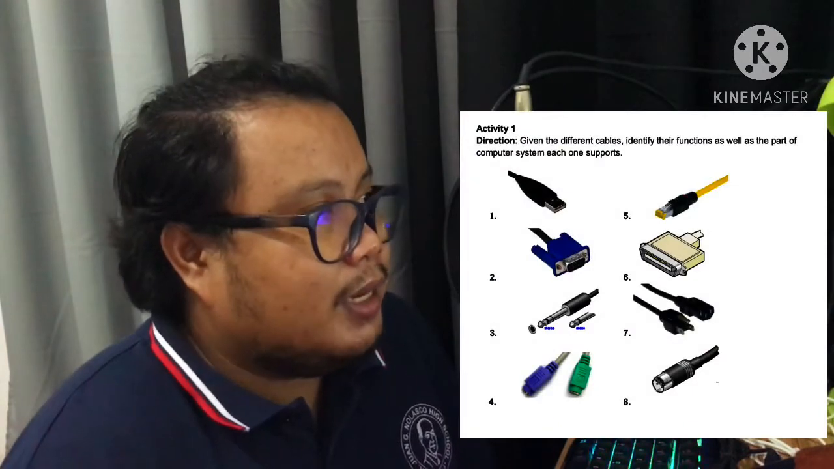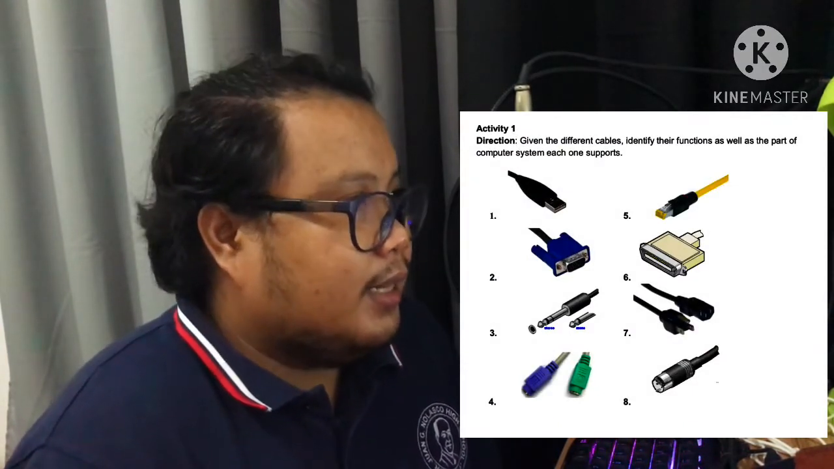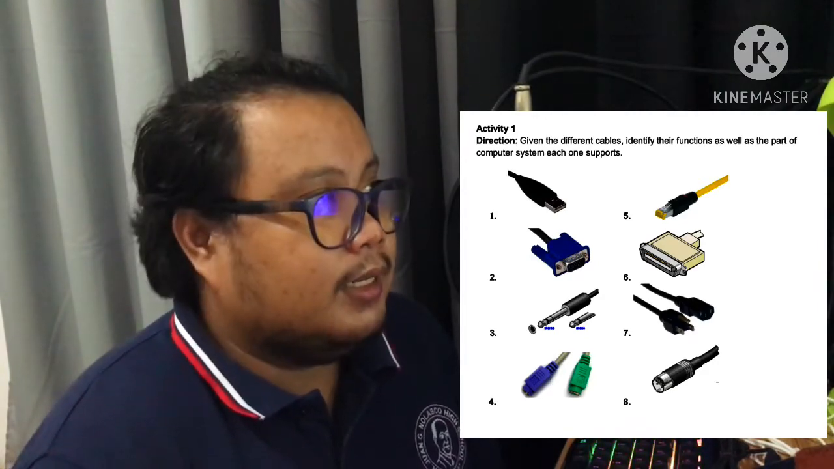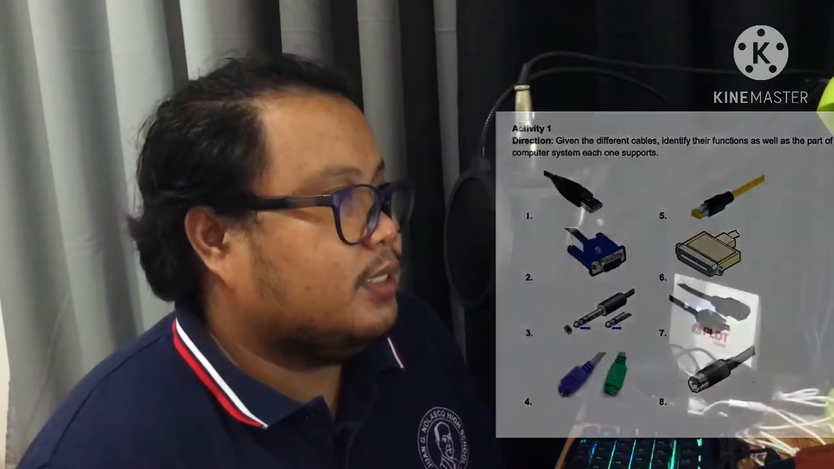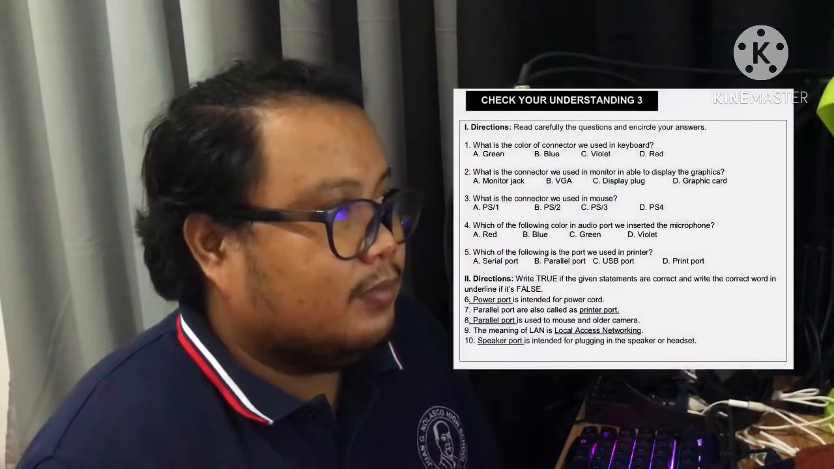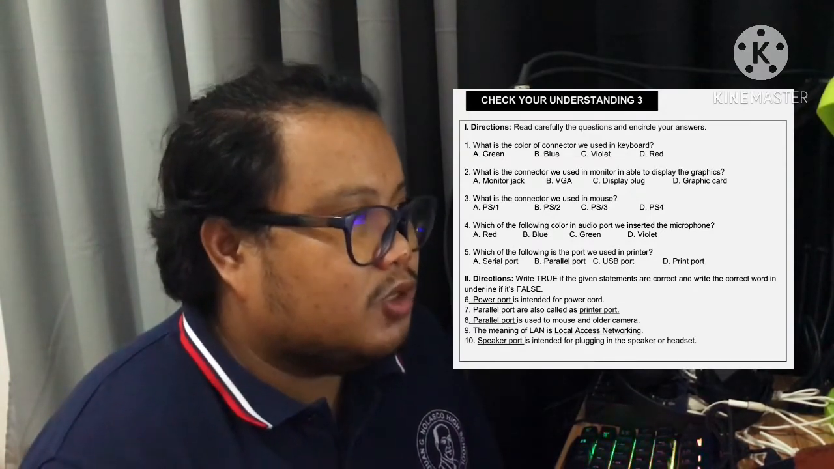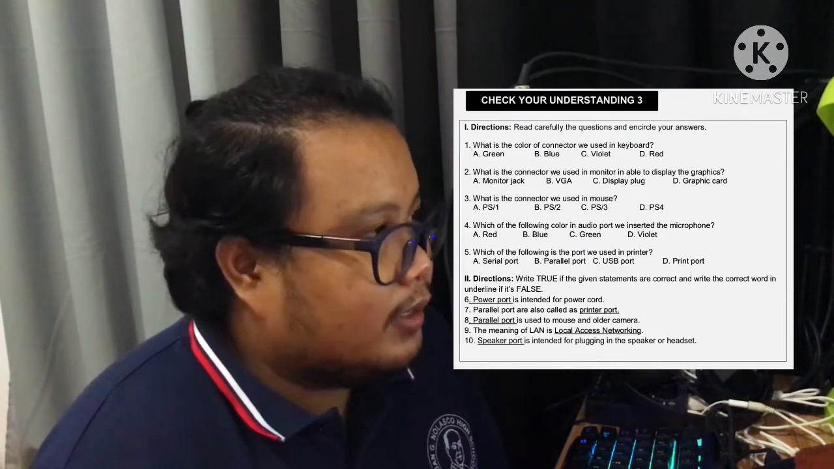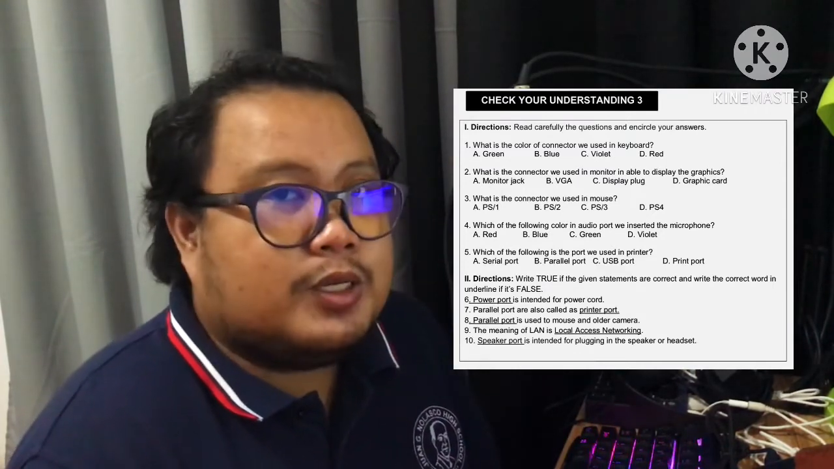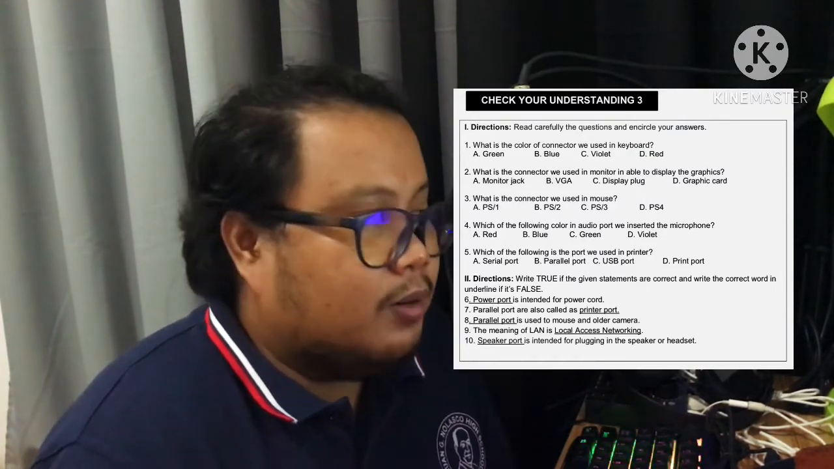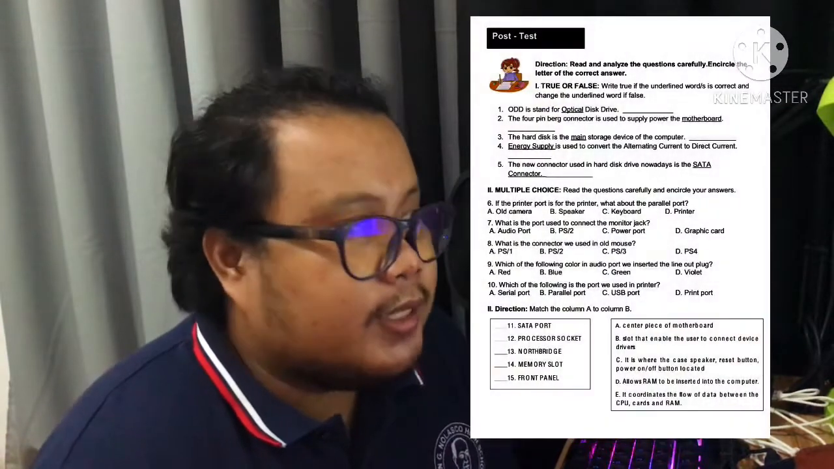So after ng lesson na to, meron ulit tayong activity. Activity number 1, 1 to 8 lang to. I-identify nyo lang yung iba't ibang names ng cables na given dito sa module. Next is yung check your understanding 3, 1 to 10 siya. Yung first part, 1 to 5 is multiple choice, and then second type, true or false ulit. Ilalagay nyo yung true kapag yung statement is correct, kapag false naman, yung naka-underline na word, kailangan nyo daw itama. 6 to 10.